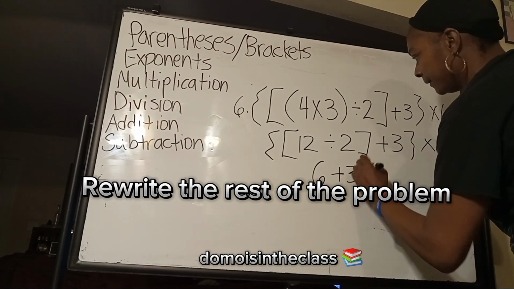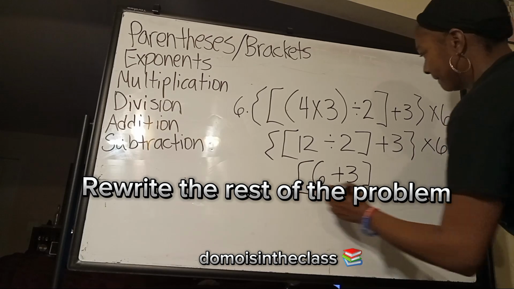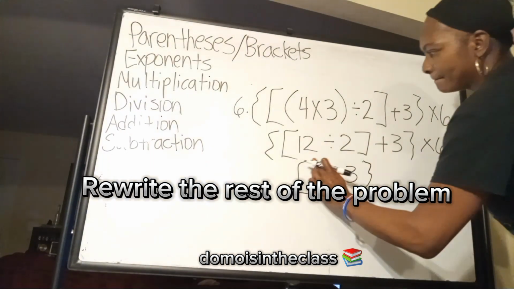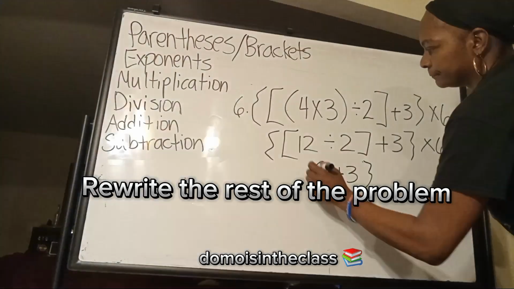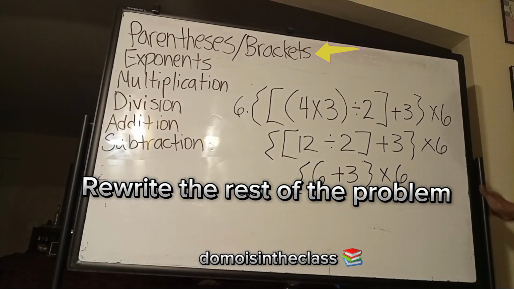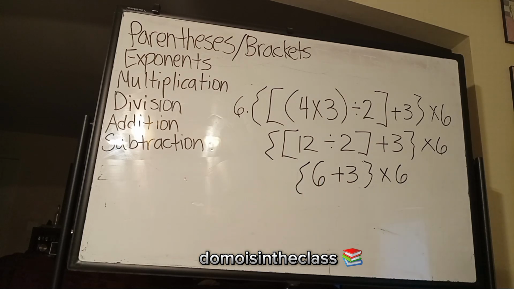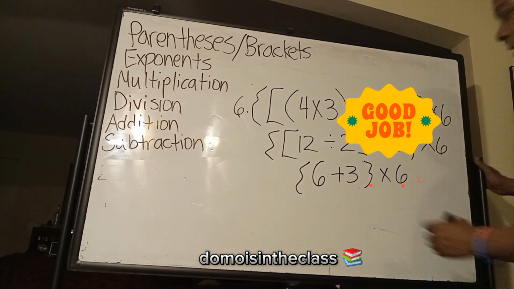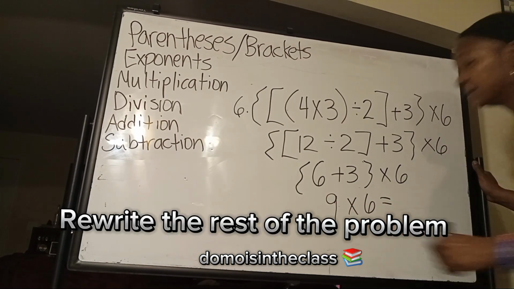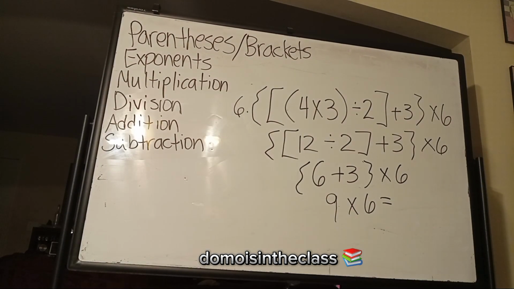plus the 3, and it's still in our bracket. Well, it's really in the squiggly one, which is still another form of a bracket. Which, just to let you know, you have to do that first. Okay? So now, what's 6 plus 3? 9. Great job. So now we have 9 times 6. And this is when you can say that answer again. What's 9 times 6?